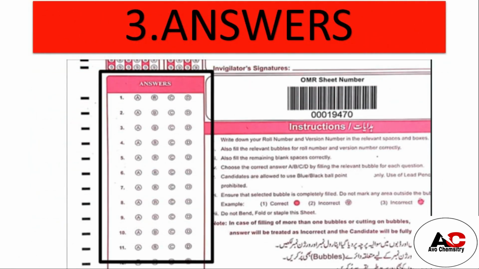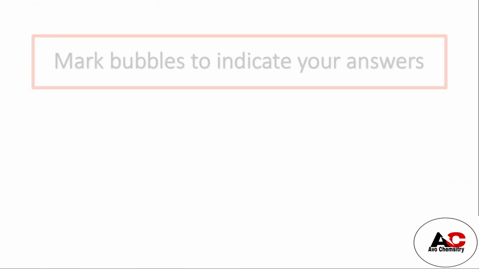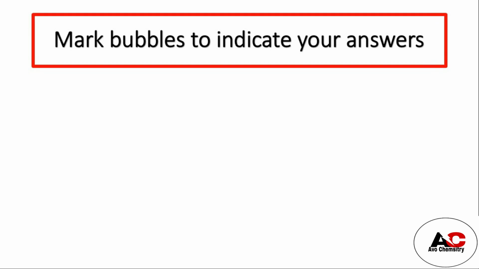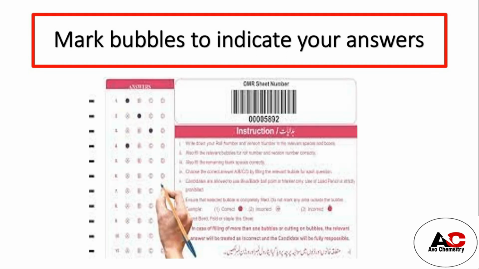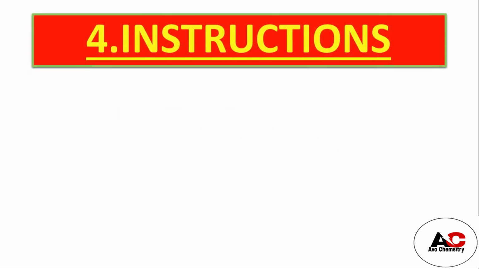Now the third section is the answer section. Here in this section you will mark the bubbles to indicate your answer. The correct option of your objective will be marked on OMR sheet. Now students, the fourth and the last section is the instructions section. Students, do you ever read instructions before starting your paper? Mostly students don't read these instructions, and you know these instructions are very important for you. Now students, we will discuss all of these instructions one by one.